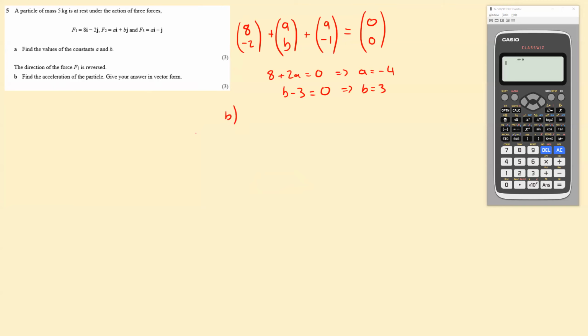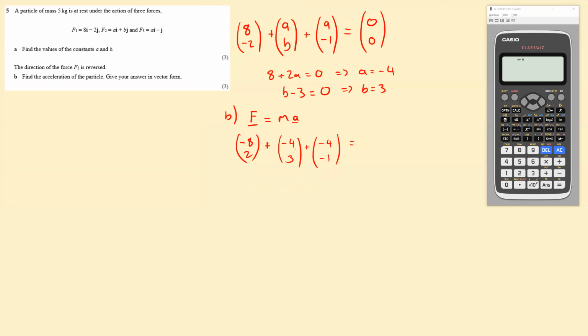On to part B. The direction of the force F1 is reversed. So F1 becomes minus 8, 2, just swapping those round. Find the acceleration. So it's no longer at rest here. F equals ma, so the force is mass times acceleration, also a vector here. The mass itself, we're told, is 5. The force then, let's work that out first. Minus 8, 2 plus A B, so that's minus 4, 3. And then lastly, minus 4, minus 1.